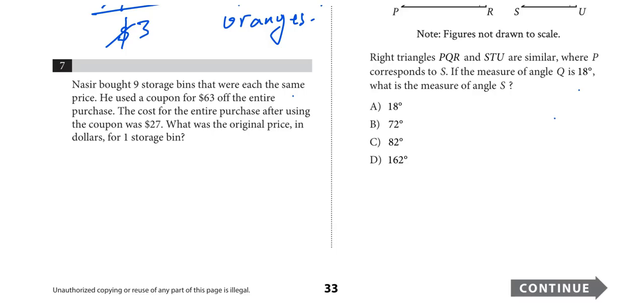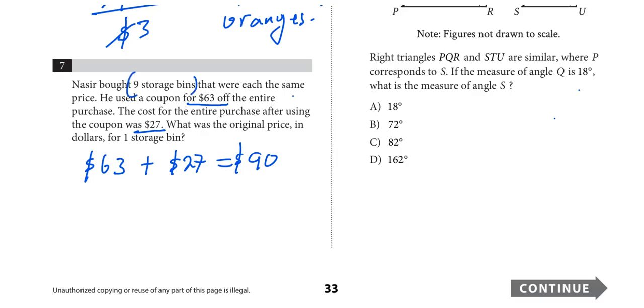All right, so to answer this question, we simply need to add this $63 to the amount he paid, which is $63 plus $27, and this would give us $90. So this is the original price for the 9 storage bins.